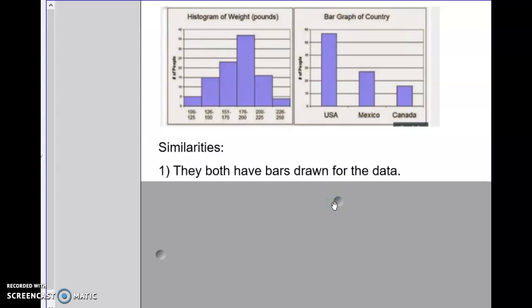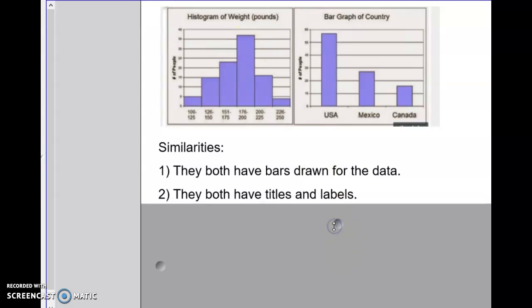The most obvious is that both graphs use bars to show the data. They're both bar graphs. A histogram is a special type of bar graph that we'll talk more about later. Another similarity is that, of course, they both have titles on the graph, and they have these numbers labeled telling you what they stand for. There should be a label down here that says weights in pounds, and then this label should say countries. Now, there's actually more differences in the two graphs than there are similarities, so we're really going to focus on the differences.